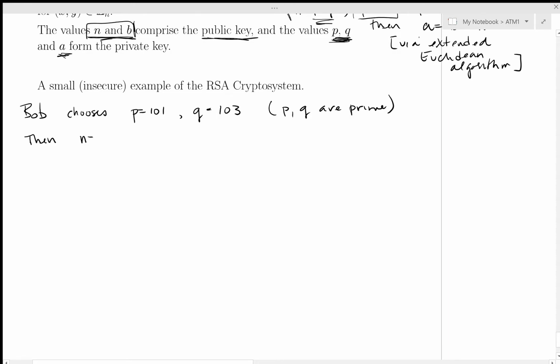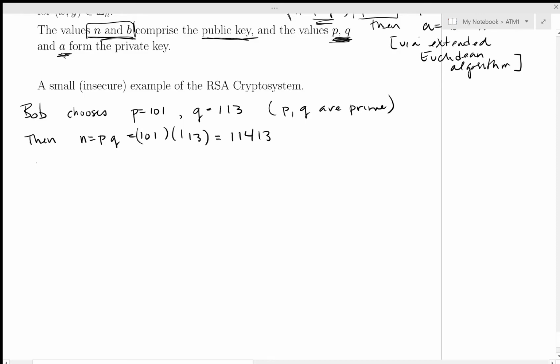Then he multiplies them together. So that's 101 multiplied by 113. Oh, I changed. Sorry. 103 is prime, but I want to use 113 because that's what I used below. So let's use P is 101 and Q is 113. He multiplies them together, and he gets this number here, 11413.